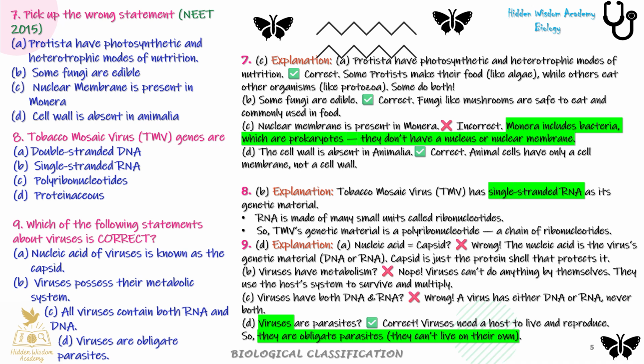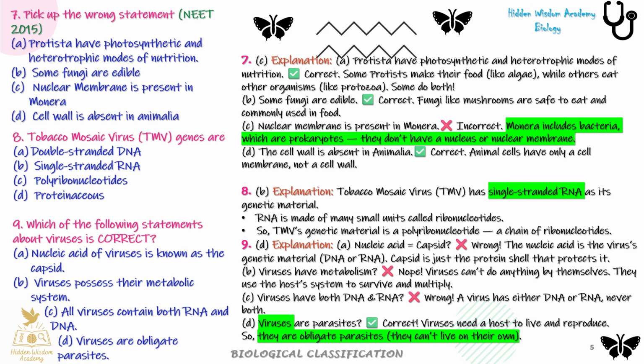Explanation. Option A says nucleic acid of viruses is known as capsid. No, it is wrong. The nucleic acid is the virus's genetic material, DNA or RNA. Capsid is just the protein shell that protects it. Option B says viruses have metabolism. No. Viruses can't do anything by themselves. They use the host system to survive and multiply.